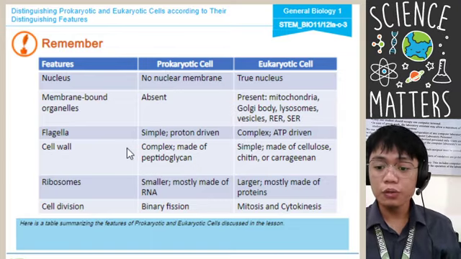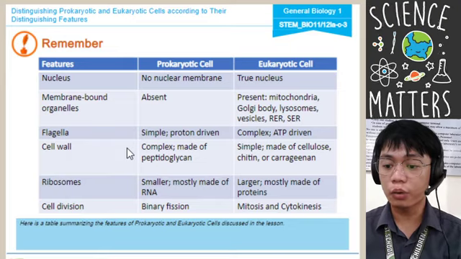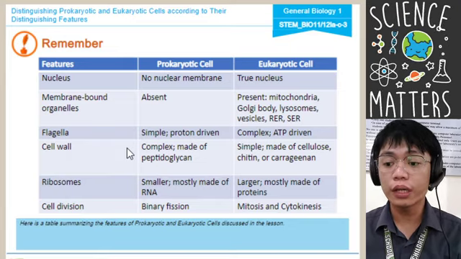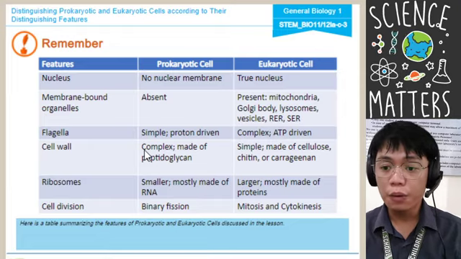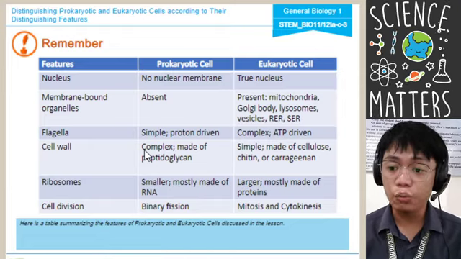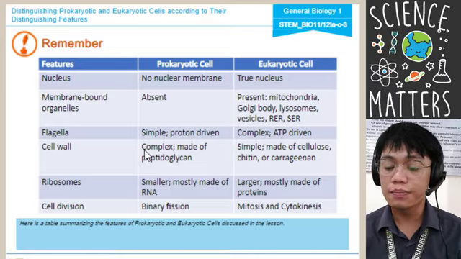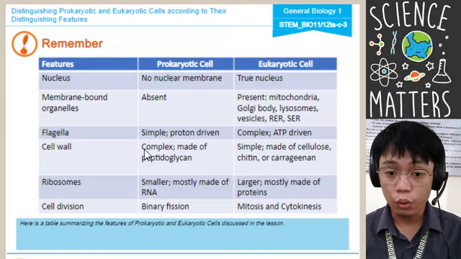Ribosomes are smaller in prokaryotic cells while larger in eukaryotic cells. The cell division in prokaryotic cells is binary fission, while in eukaryotic cells it is mitosis and cytokinesis.